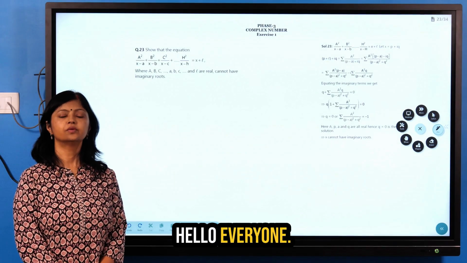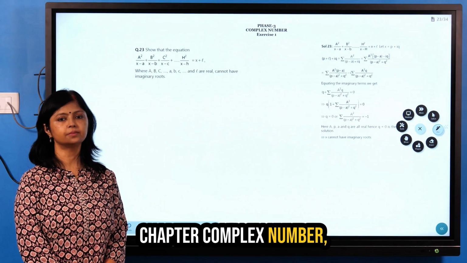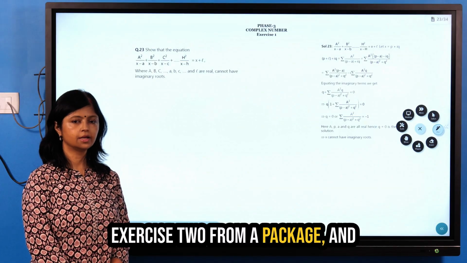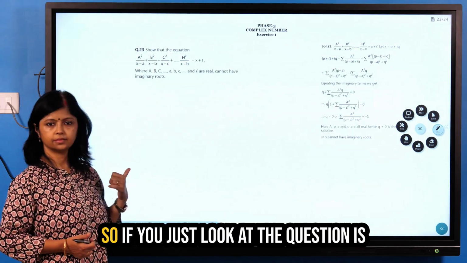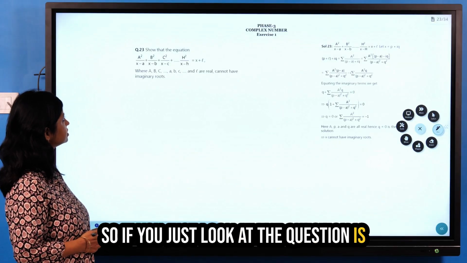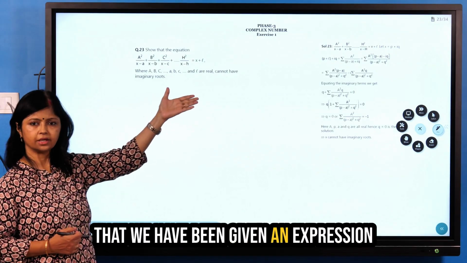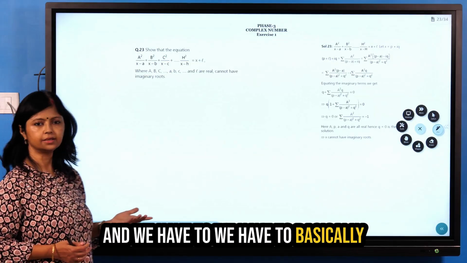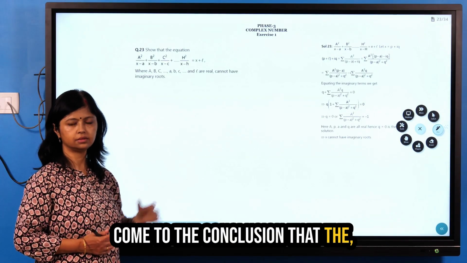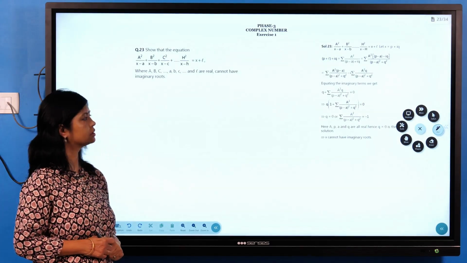Hello everyone. We are looking at phase 3, chapter complex number, exercise 2 from a package. And we are at question number 23. If you just look at the question, we have been given an expression and we have to basically come to the conclusion that it will not have imaginary roots.